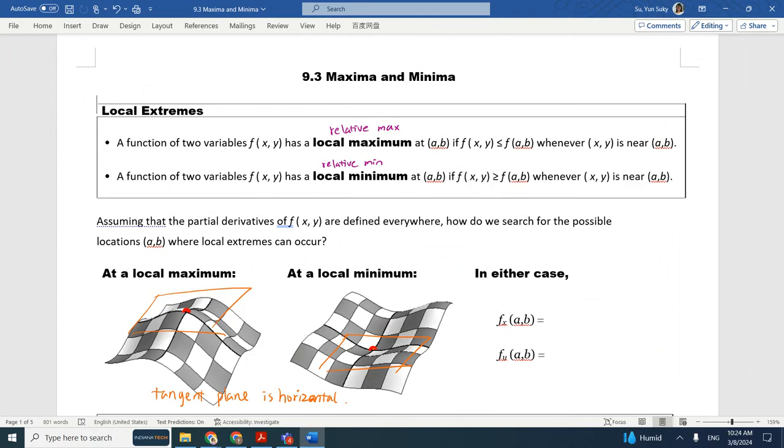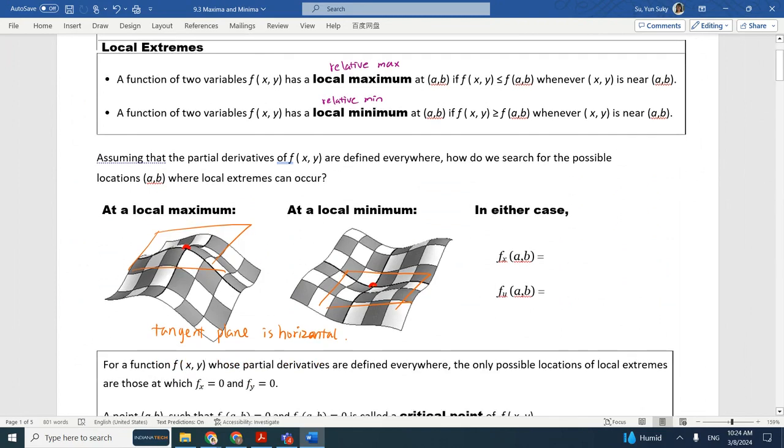Okay, assuming that the partial derivatives are defined everywhere, how do we search for possible locations a, b where the local extremes can occur? Okay, so look at the picture. Would this be considered three-dimensional? Yes, this is three-dimensional, because we're looking at x, y. Like cutting through. Yeah, cutting through, right.